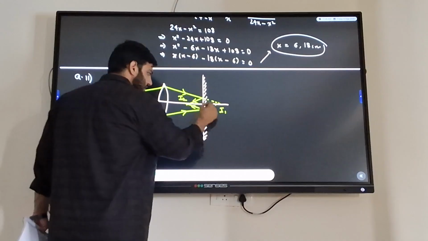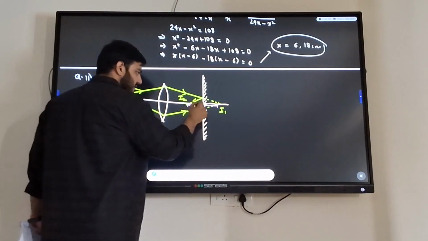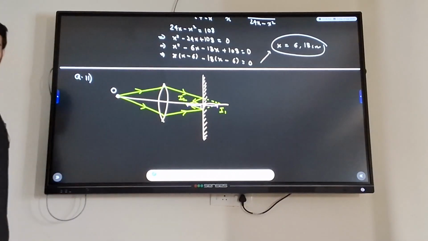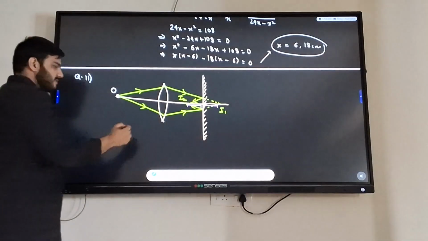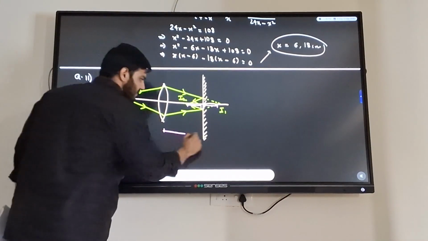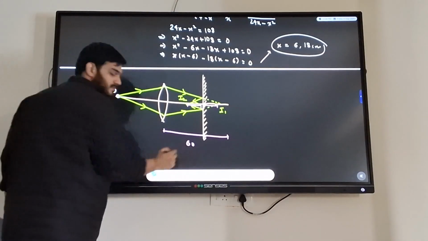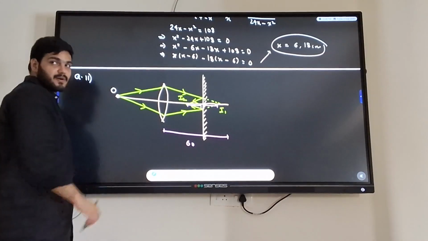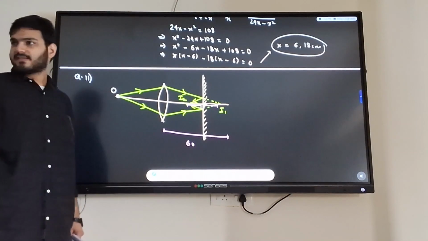If this distance is some distance, then what will this be? Exactly the same. This focal length is given to be what? 30. Then this distance has to be 60 cm, because I1 is formed at 2f.